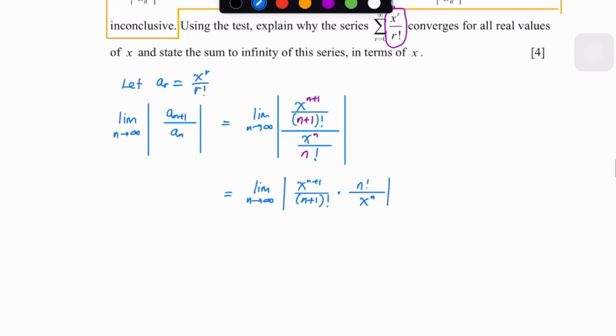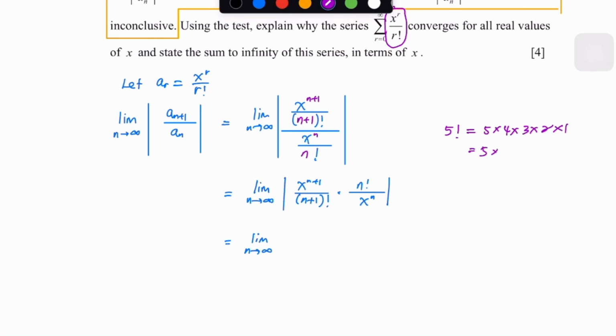Okay, next thing that we can do: how do we simplify the x and x? This one over here, we can cancel, right? We can cancel the x^n and we get something else. Then n factorial and (n+1) factorial, we can also cancel out. So I want to remind you of this example that I gave you the other time.